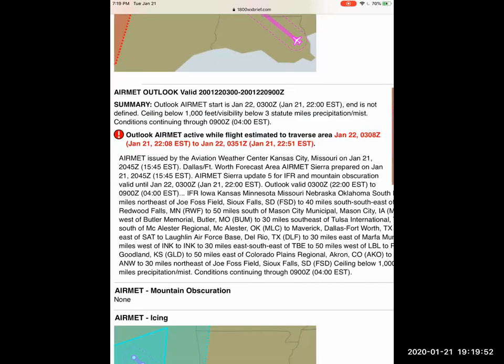Specifically, then of course we can read the original product format here. We start off, of course, of where it's issued by. It's issued by the Aviation Weather Center in Kansas City, Missouri, on January 21st at 2045 Zulu, which would be 3:45 Eastern this afternoon. Specifically, this AirMet is for the Dallas-Fort Worth forecast area.